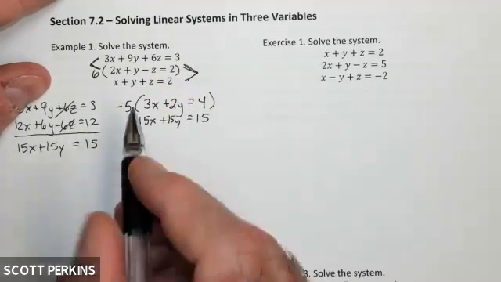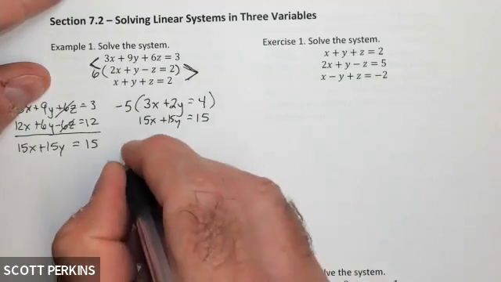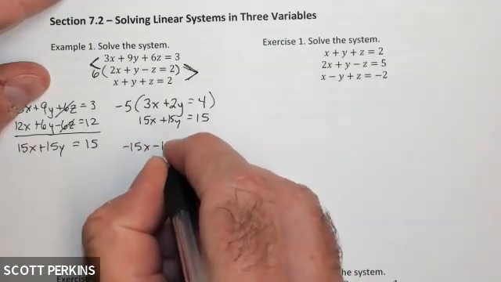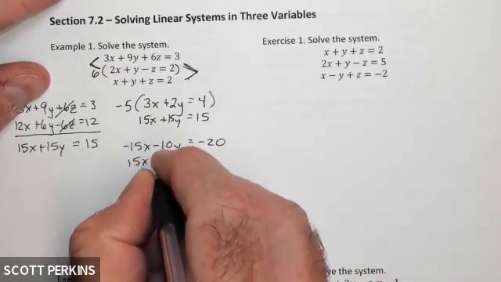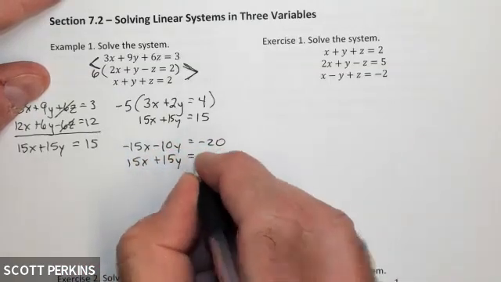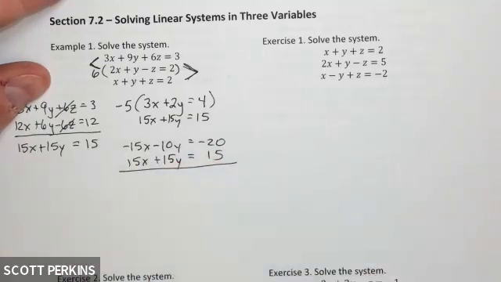So I'll multiply that top equation by negative 5. So I have negative 15x minus the 10y is equal to negative 20. The bottom equation is positive 15x. We haven't changed the bottom equation at all, so I'm just rewriting it. And now I'm just about done.